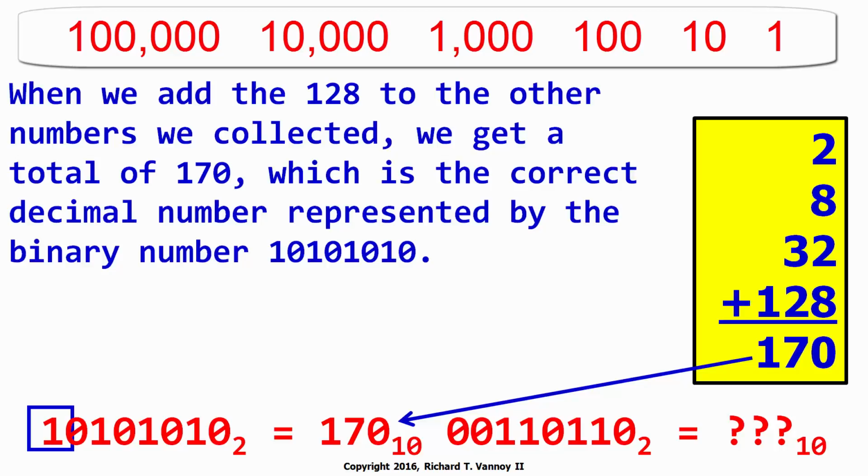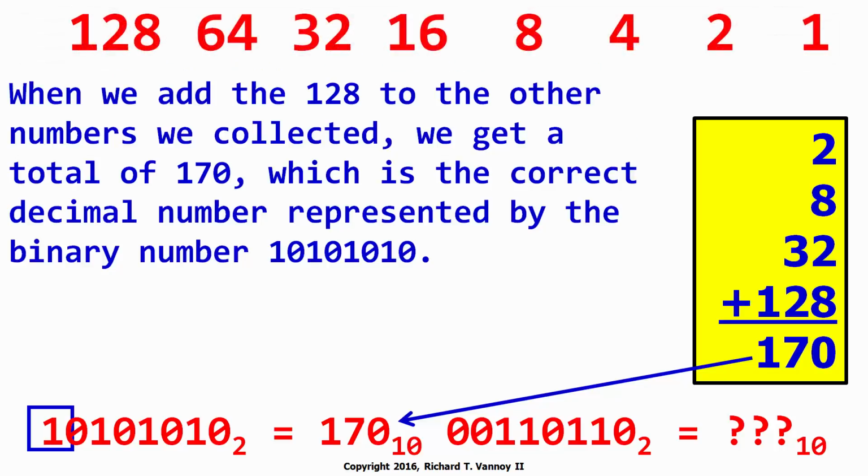This is a base 2 system. Each column goes up times 2. So as long as we write these numbers down, 1, 2, 4, 8, 16, 32, 64, and we put a 1 or a 0 under each of those numbers, we can figure out what the total of the number is.